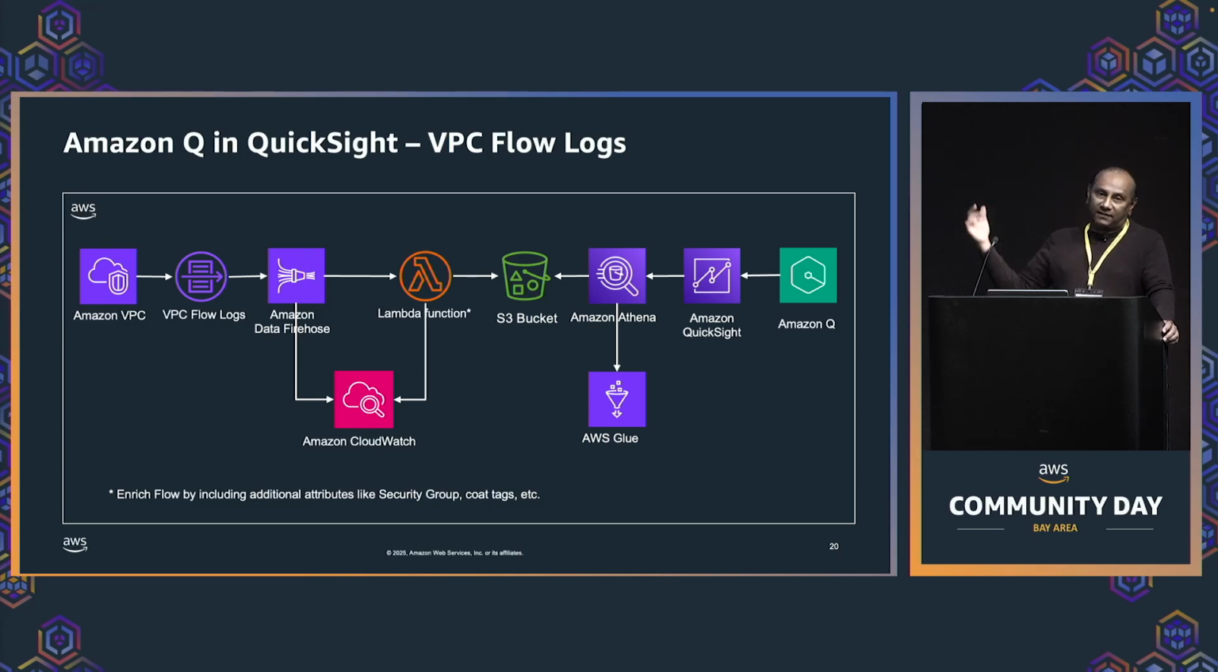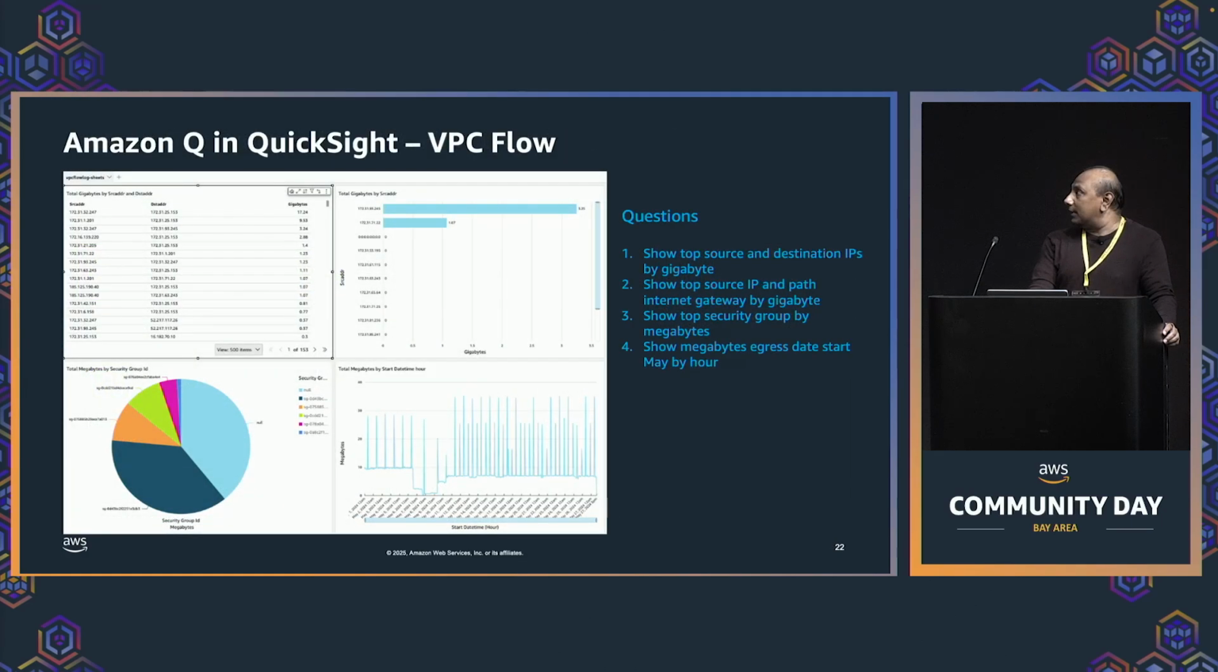And once that is in S3, the same pattern follows. You store the schema in Glue and use Athena to run your queries. And with the QuickSight integration, you get all your reports.